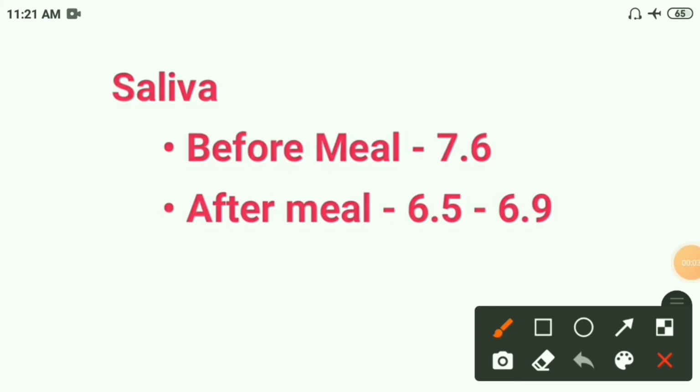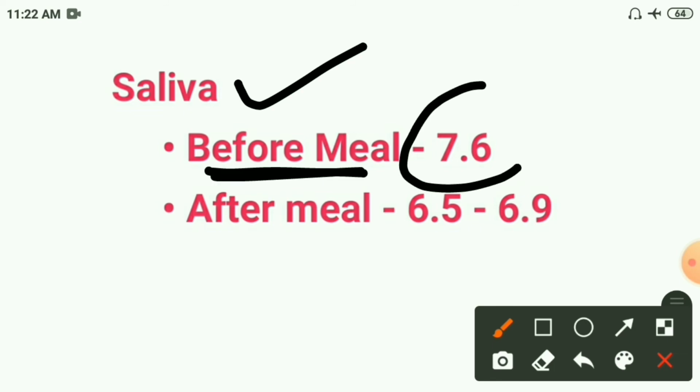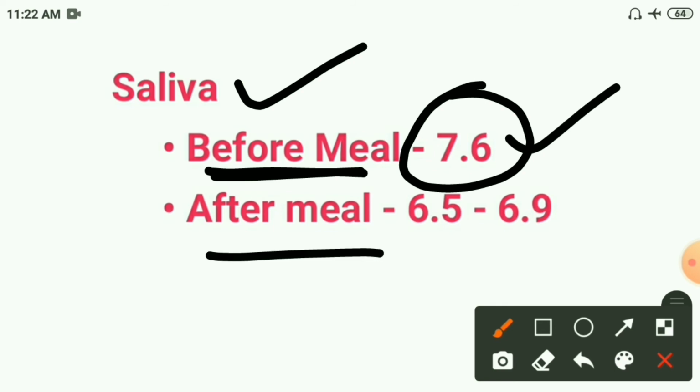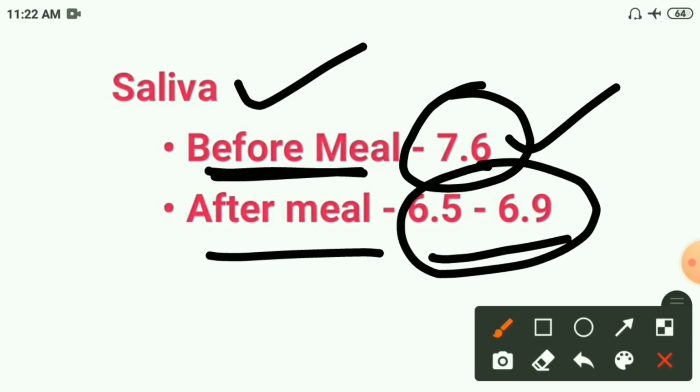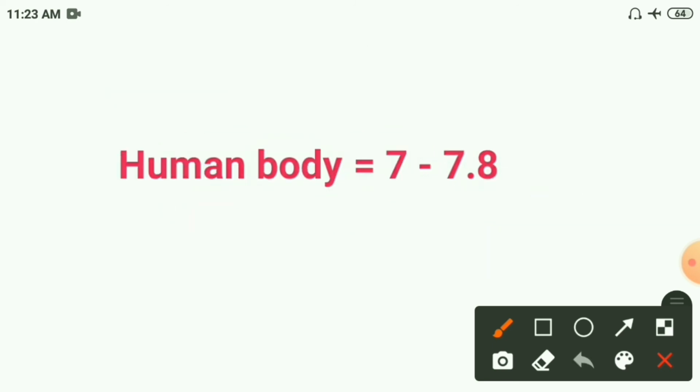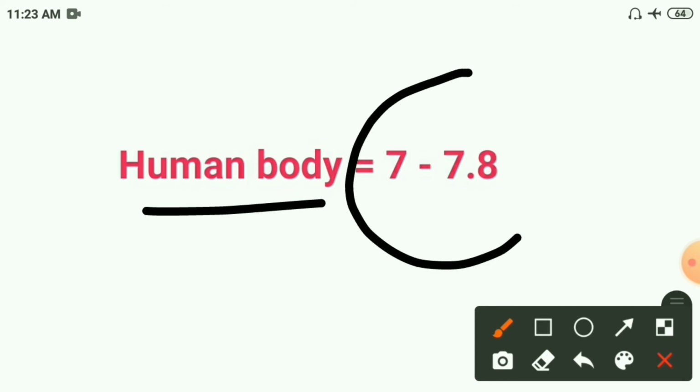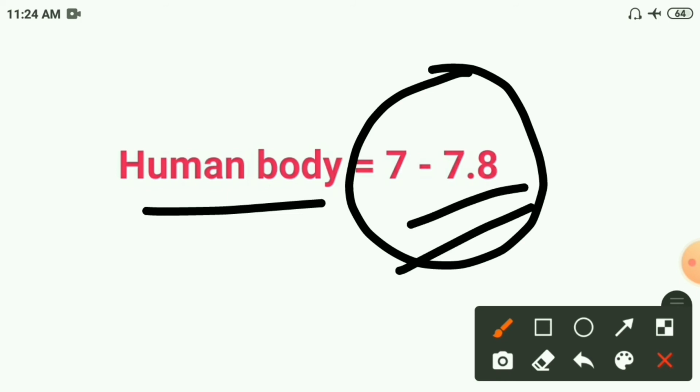Now we can see the pH value of saliva. There is a different pH value for before meal saliva and after meal saliva. Before meal, the pH value of saliva is 7.6. And after meal, the pH value of saliva is 6.5 to 6.9. Our human body also has a pH value, that is 7 to 7.8.